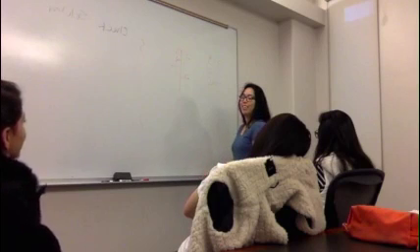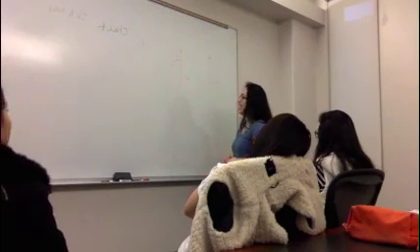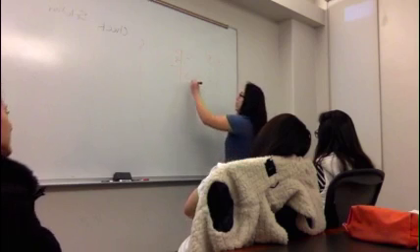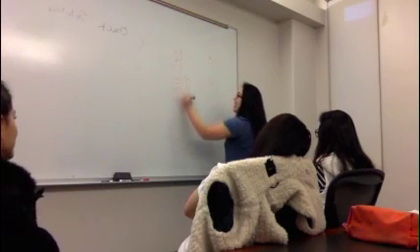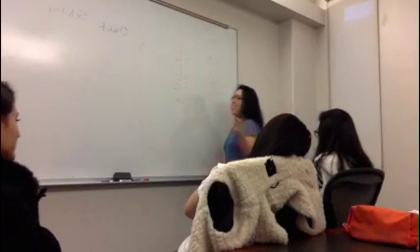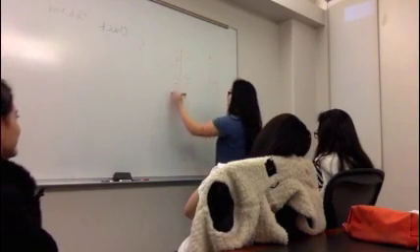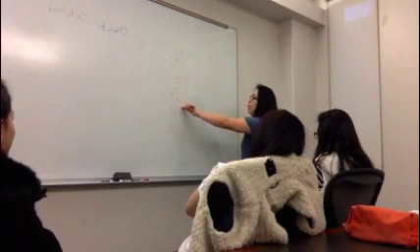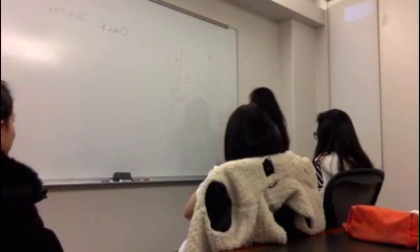Can anyone tell me what we have to do now? Yes, Nosheen. Divide every side by 2. Perfect. And then what's the answer? X equals 2 divided by 2, 1. Great. So now we have isolated the x, which is the main goal in doing all these equations.